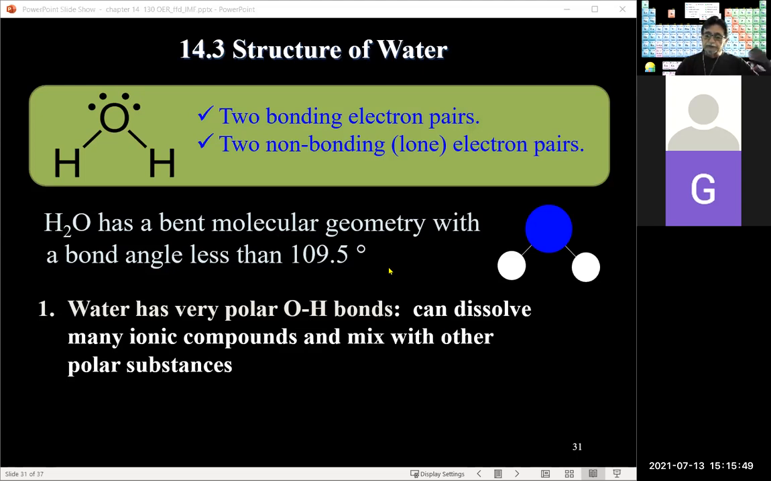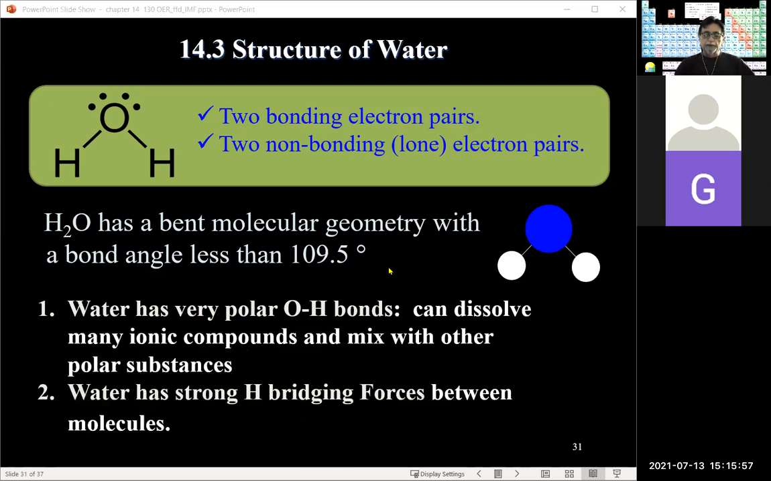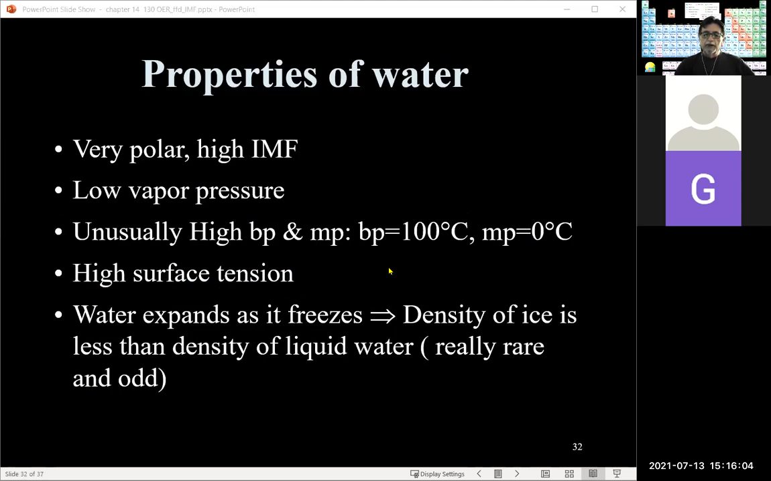Some of the stuff is dissolved right away. Some of it could take some time. But water will dissolve literally everything. Okay. Water has very strong hydrogen bridging forces between the molecules, and therefore is very polar, has high IMF, has very low vapor pressure. Boiling point is relatively high at 100 degrees Celsius. Its melting point is 0 degrees, has high surface tension.